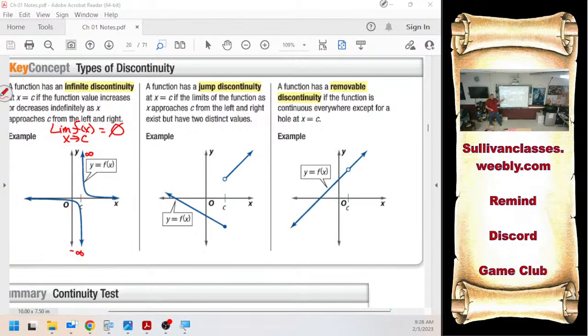They're not headed to the same place. Specifically, they're headed to infinity. So I know it's infinite discontinuity. I would put next to this: asymptotes.